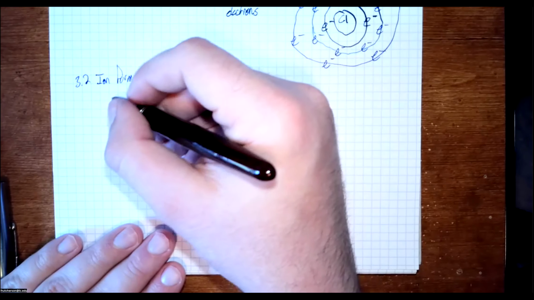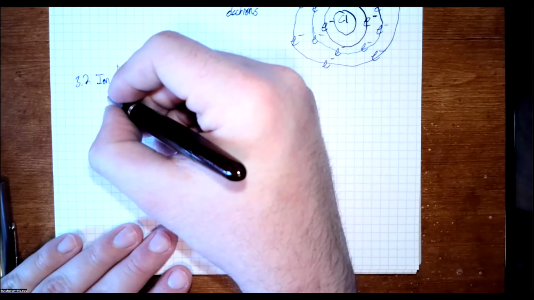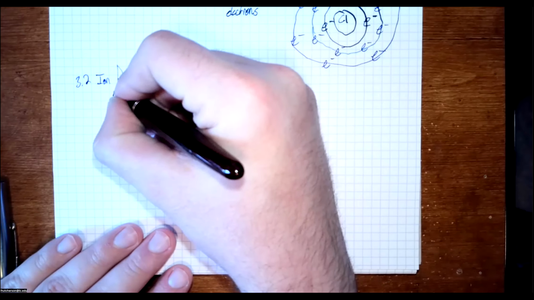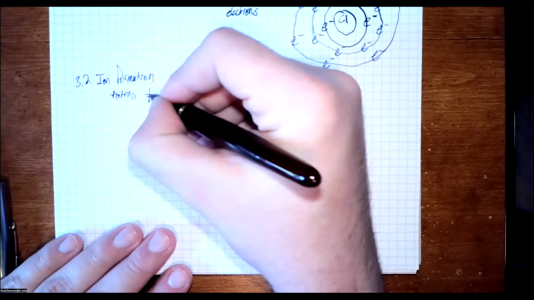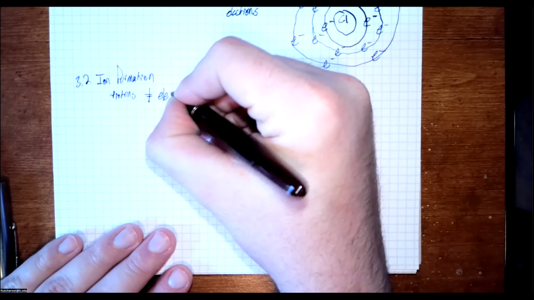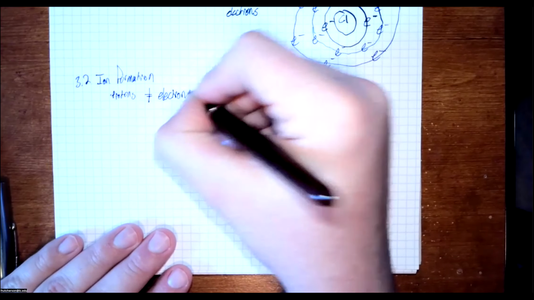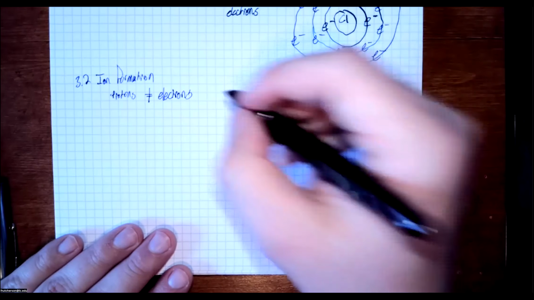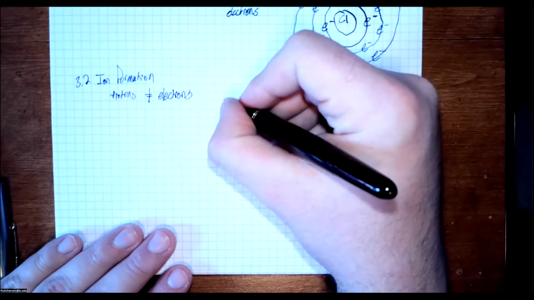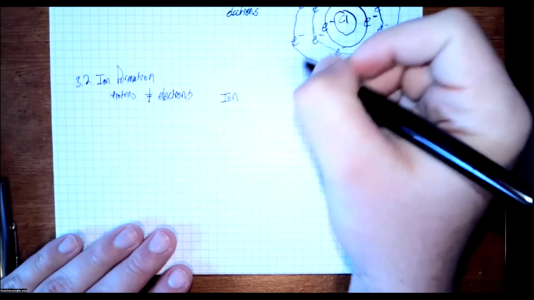So if we have an unequal number of protons and electrons, so protons do not equal electrons, we have an overall net charge on the atom. And we no longer actually call this an atom. We now call this an ion.